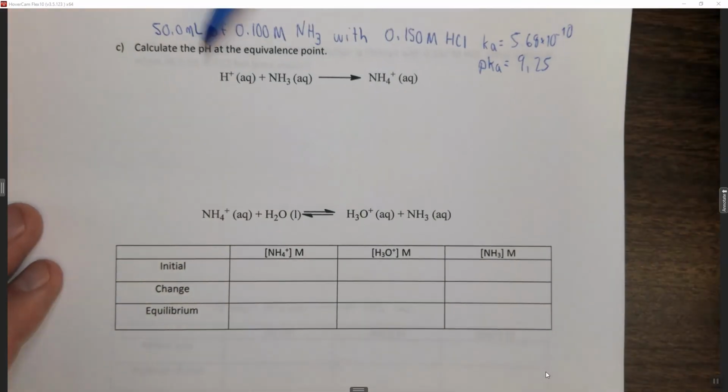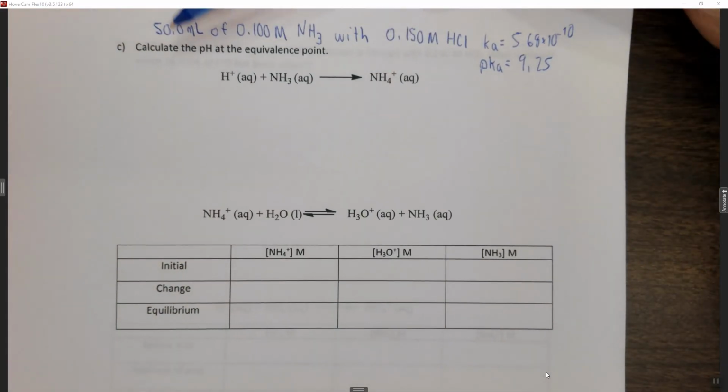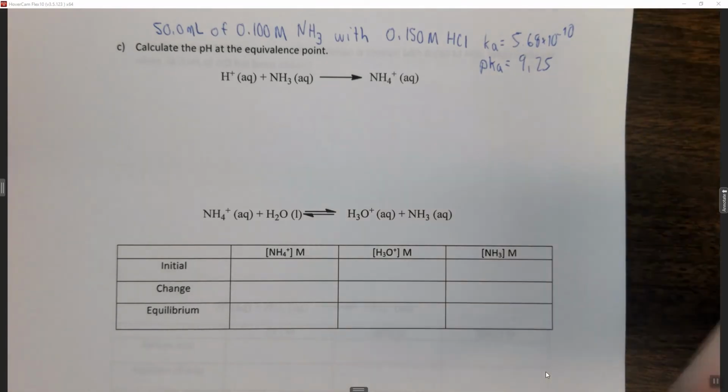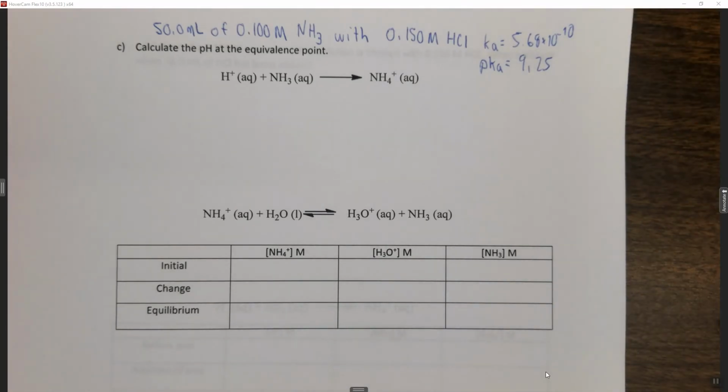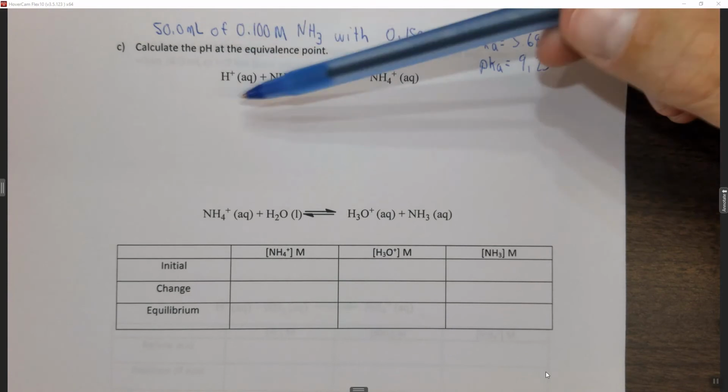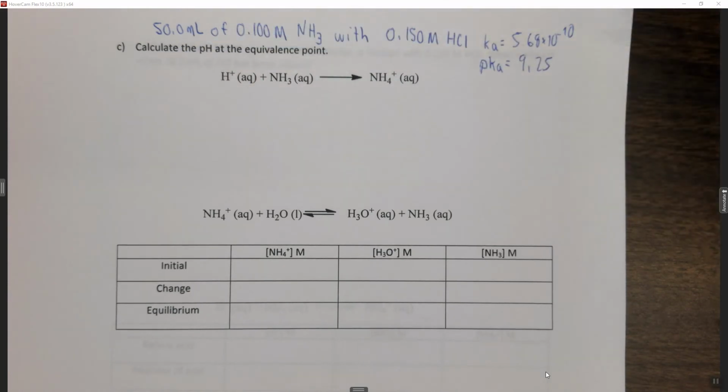So it says calculate the pH at the equivalence point. And I'll just remind us that we have 50 milliliters of 0.1 molar NH3 being titrated with 0.150 molar HCl. We also know the Ka and the pKa of the NH3. This information was all provided in the original question. Note we're on part C now. All right, so it says calculate the pH at the equivalence point.